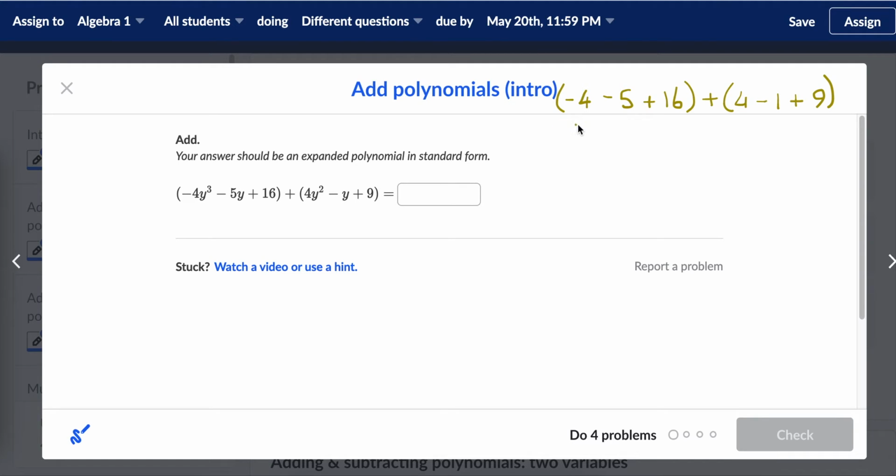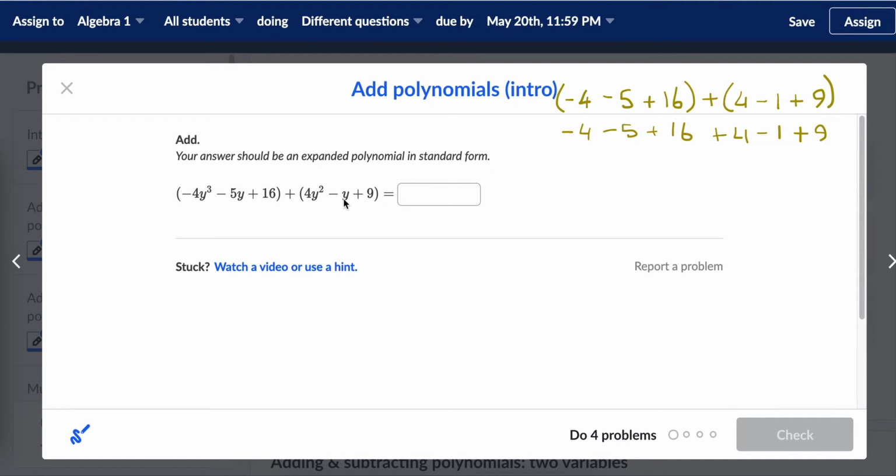We could actually rewrite this as negative 4 minus 5 plus 16 plus 4 minus 1 plus 9. And we can do that because the plus negative 1 is minus 1, and the plus positive 9 is plus 9. We can just go ahead and add these. So that's something you can do.